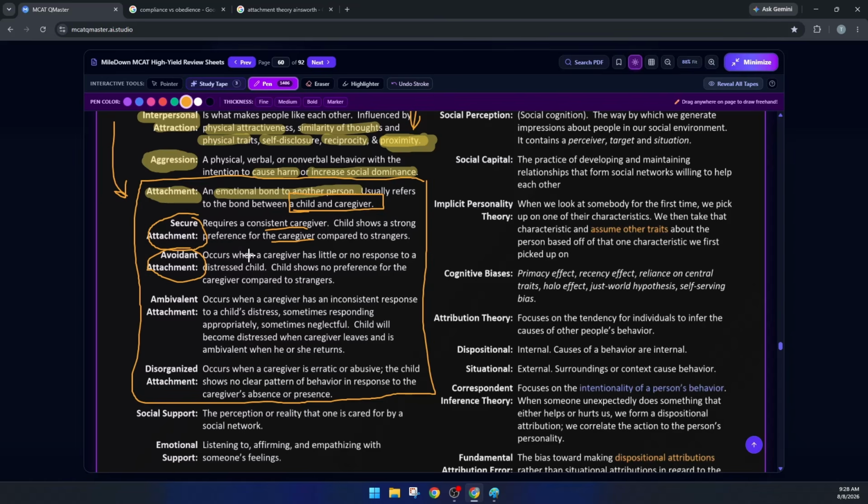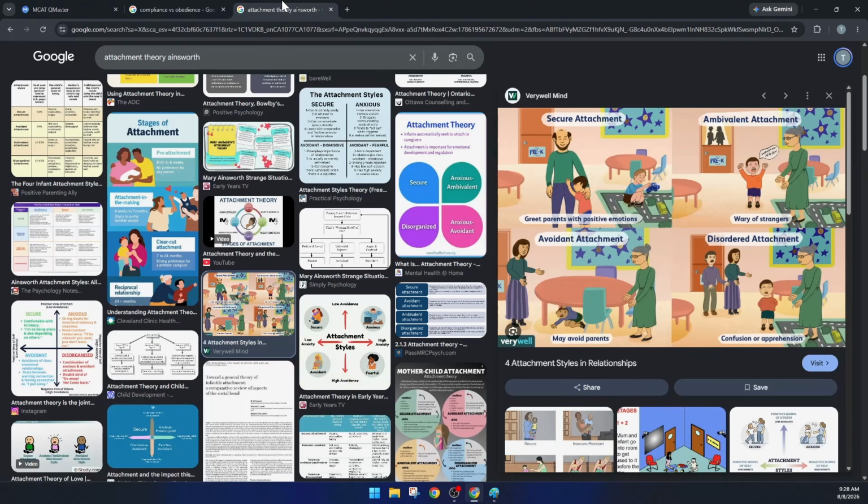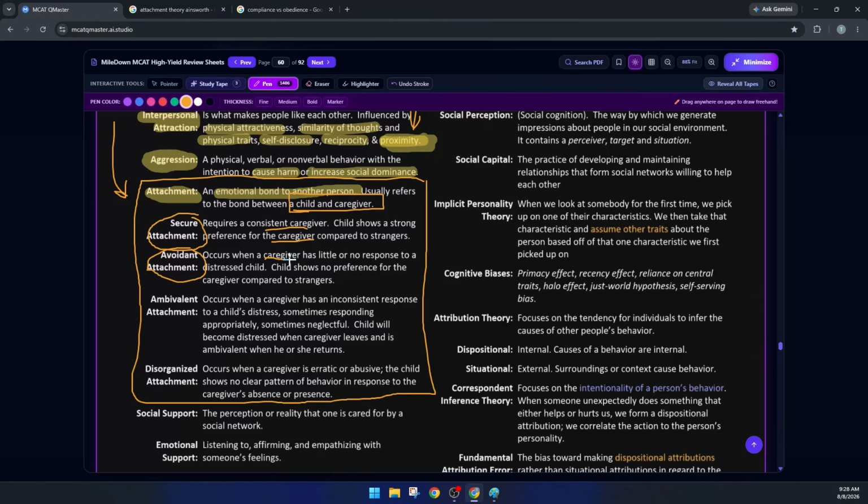Avoidant attachment may occur when a caregiver has little or no response to a distressed child. So the child doesn't show preference for the caregiver. It doesn't matter if it was the parent; the caregiver doesn't help the child relax. So the child has no preference.